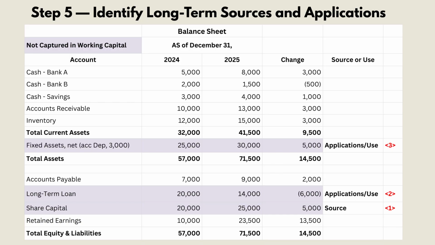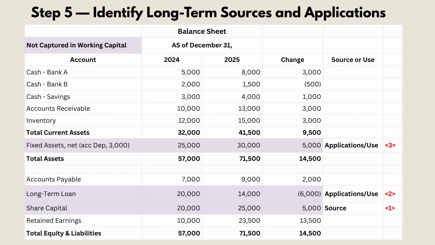This $7,500 will go into the fund flow statement as an increase in working capital, an application of funds, same as a use of funds. Step 5, identify long-term sources and applications using the balance sheet changes. So first, we look at share capital. Share capital went up, an increase of $5,000. Company issued new shares is a source of funds.